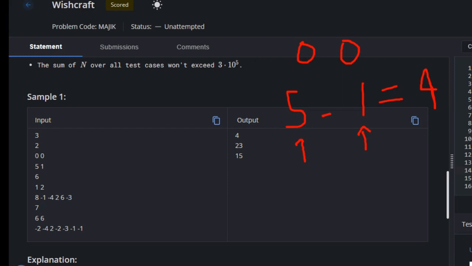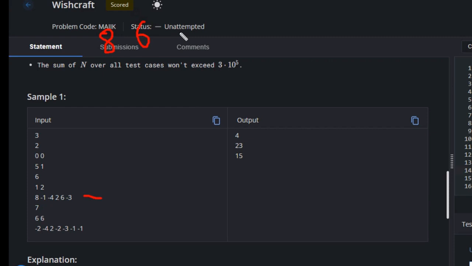Let's see a better example for understanding. I'm explaining the solution with this example, so watch carefully. We have this array, and we will sort it directly. So we have 8, 6, then 2, then minus 1, then minus 3, then minus 4.